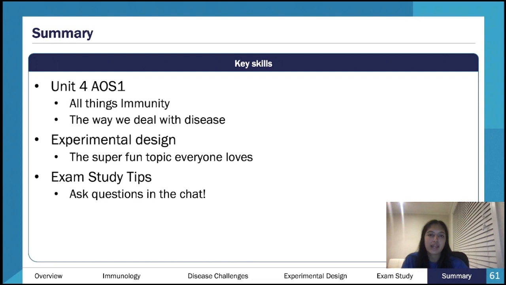And yes, don't let experimental design fall to the back of your mind. Always keep that up to date. Same with the rest of Unit 3.